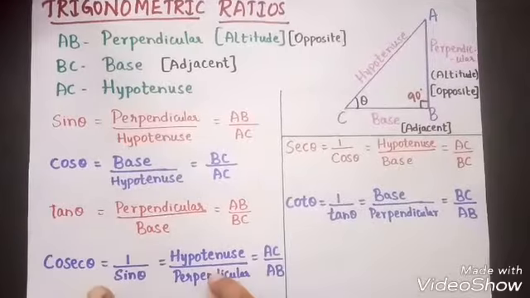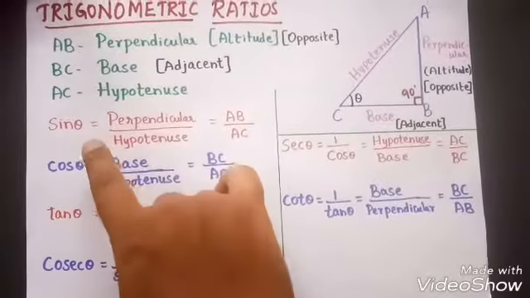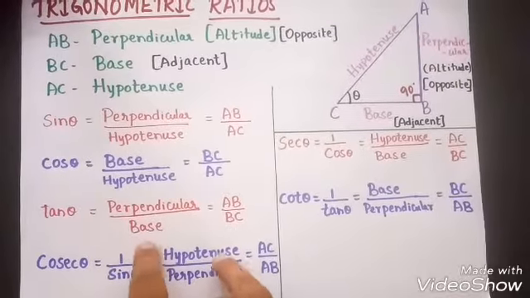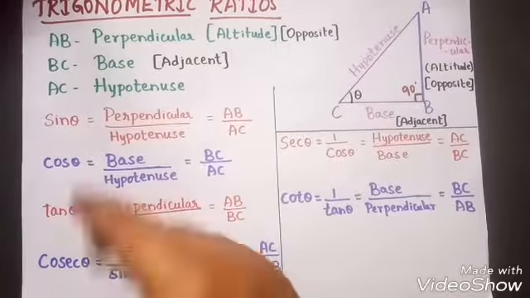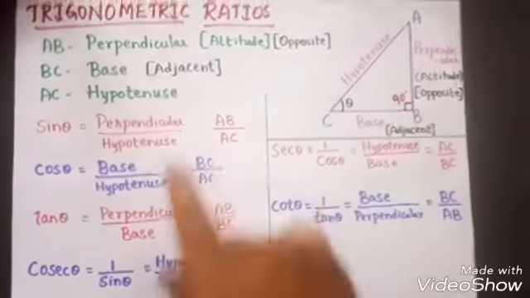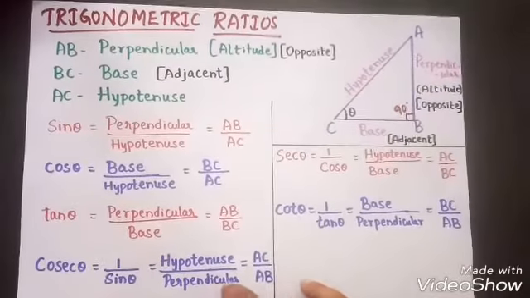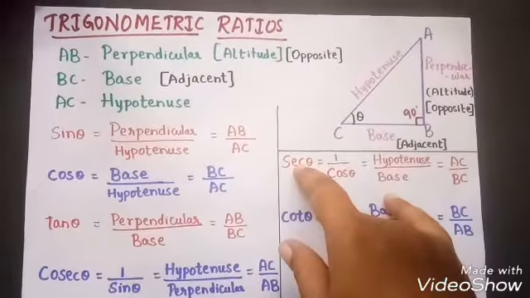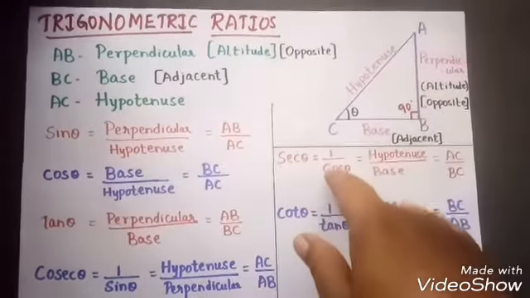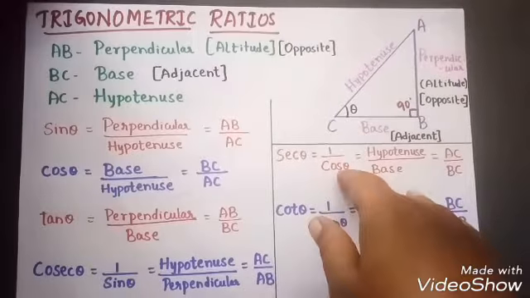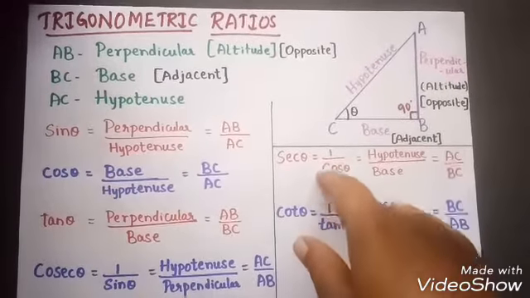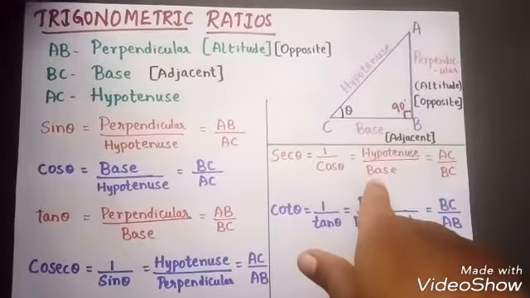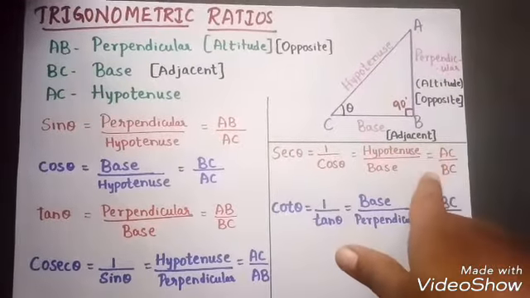Next we have cosecant theta. Cosecant theta is the reciprocal of sin theta, which is 1 by sin theta. If you reverse it, we can write it as hypotenuse by perpendicular, or AC by AB. Then next we have secant theta, the reciprocal of cos theta. 1 by cos theta gives secant theta, which is hypotenuse by base, so we have AC by BC.